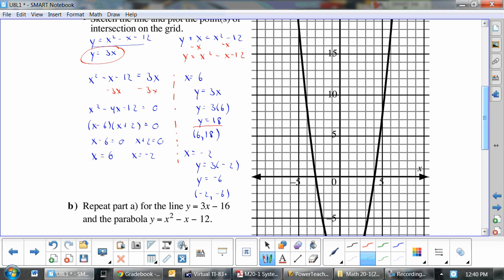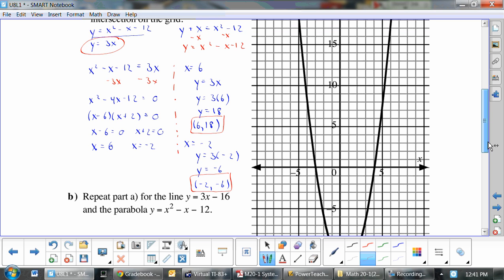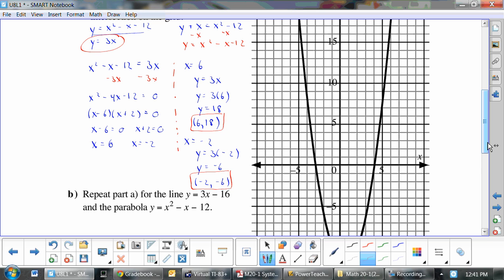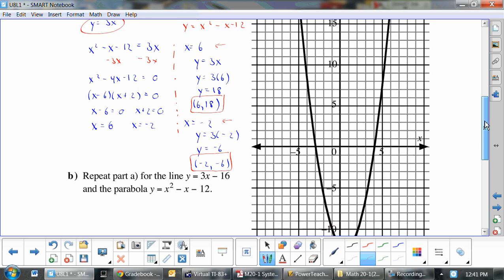Okay, so here's our two intersection points. Because I used two different values of x, I tested both of these. If I had plugged the 6 into this one here, I should get 18 again. Okay, so I'm going to attempt to plot this.